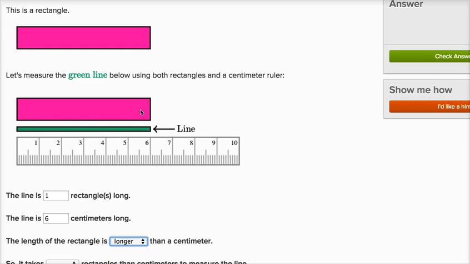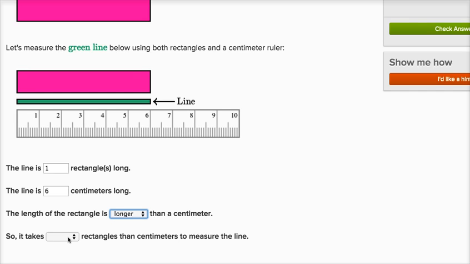You see that. This is the length of the rectangle. It's the same as a line, while a centimeter is this length. The rectangle is actually 6 centimeters long. So it takes blank rectangles than centimeters to measure the line. Well, since the rectangle is longer, it takes fewer rectangles than centimeters to measure the line. So it's fewer rectangles than centimeters.